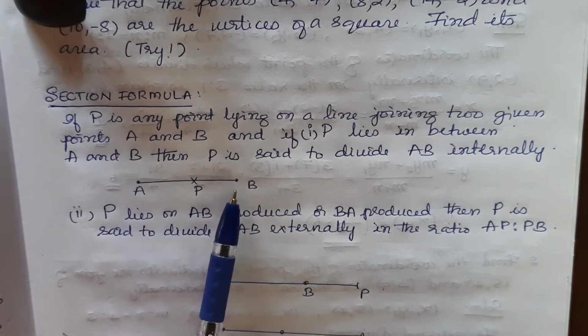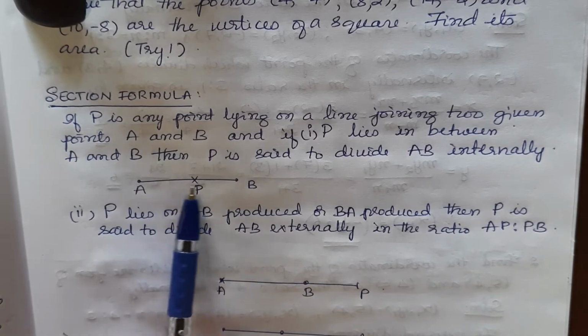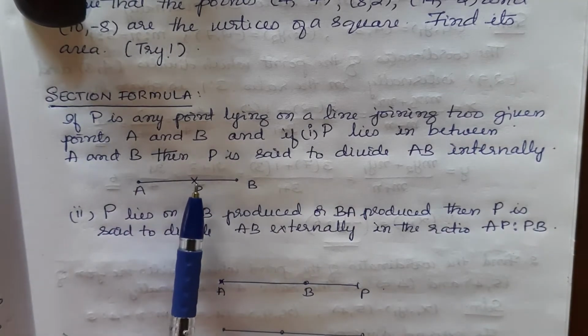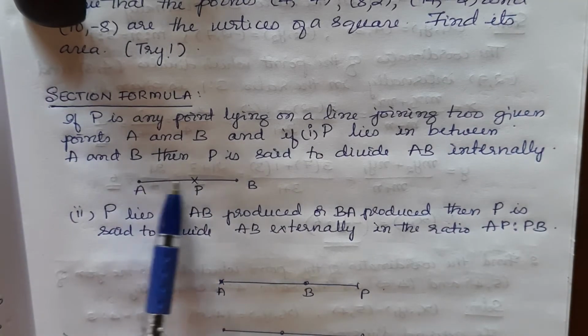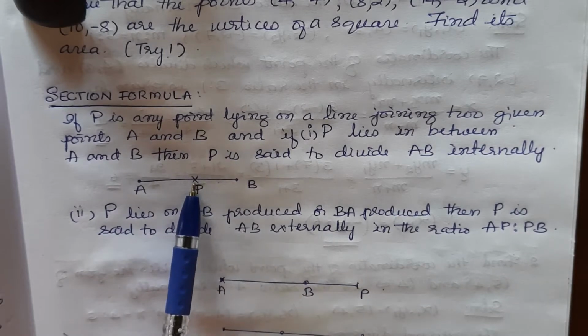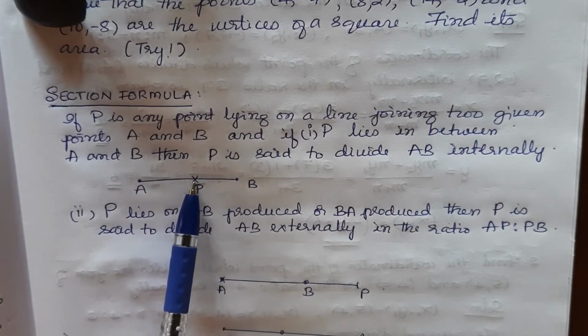Suppose I have 2 points A and B, and this is the line joining A and B. If P is a point such that it is in between the points A and B on this line, then P is said to divide this line internally.